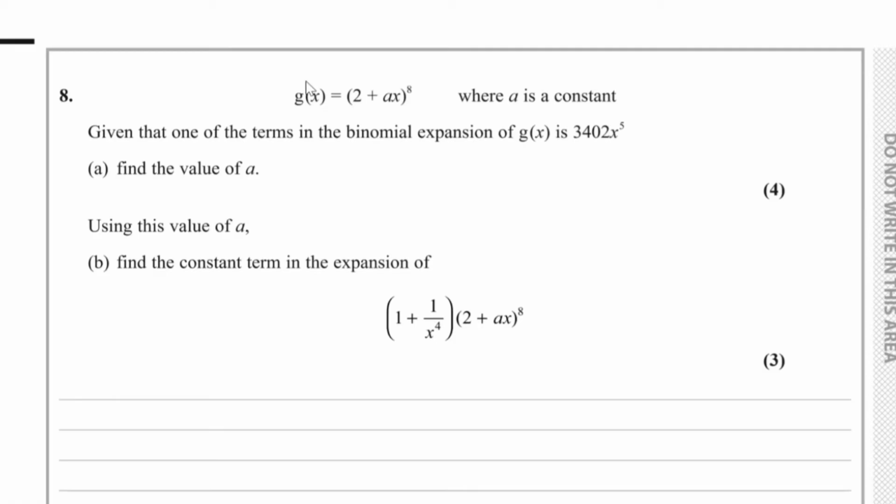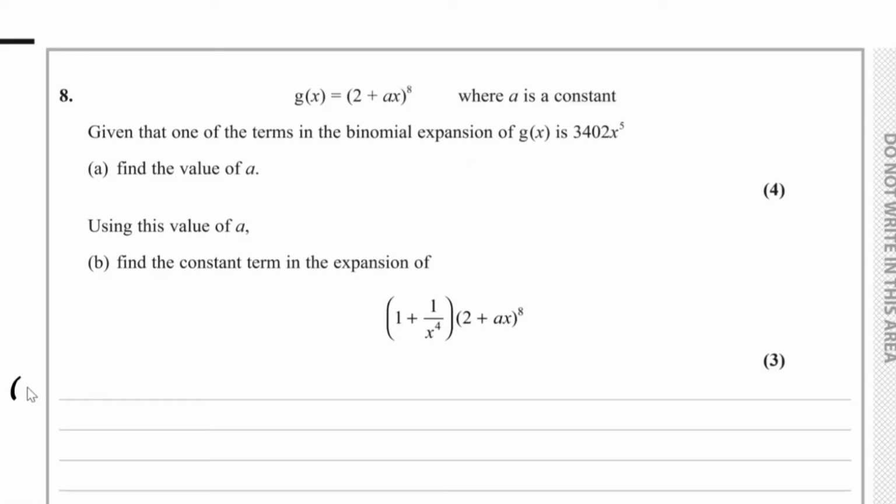Question number 8. G of x is equal to 2 plus ax to the power of 8, where a is a constant, and given that one of the terms in the binomial expansion of g of x is 3402x to the 5, we have to find the value of a.